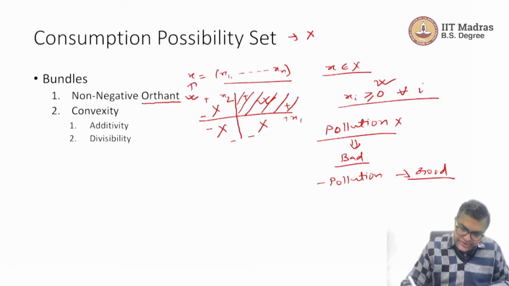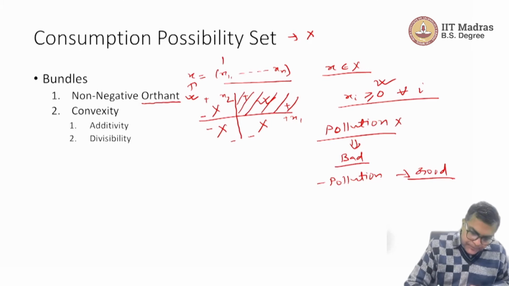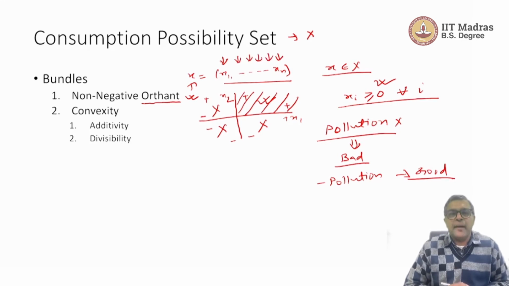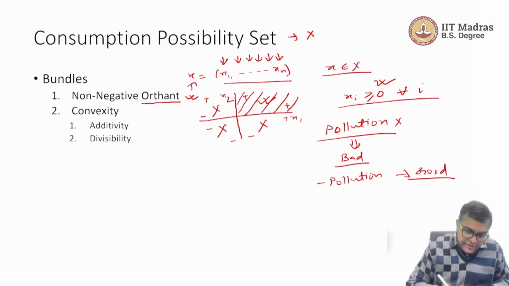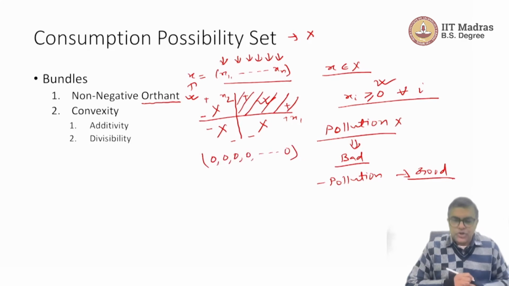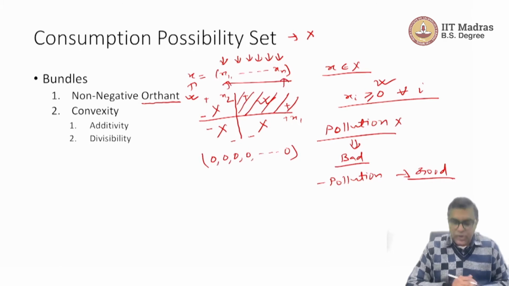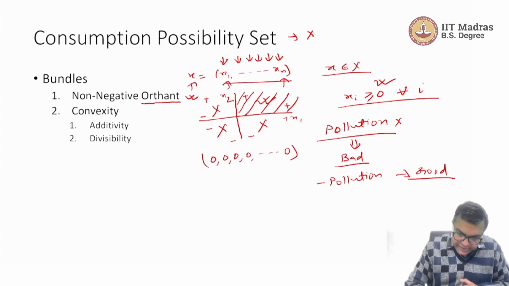So, we are interested in the positive orthant where all individual items are in non-negative numbers. Why am I not saying positive orthant? Because when we say positive orthant, we will exclude a bundle in which all items are present in 0 amount. We do not want to do that. We want this to be included in our consumption possibility set.